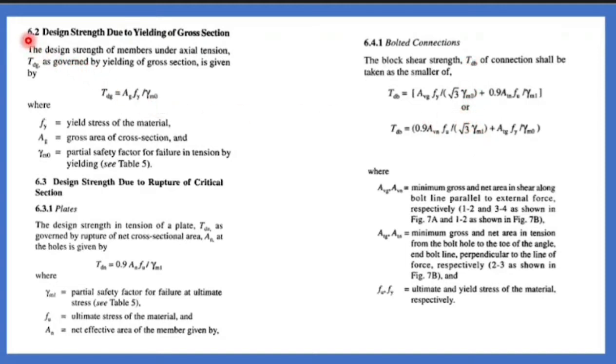For the same thing in IS 800, they have given formula for gross yielding and the formula for rupture for plates. 6.3 is for plates. Do you have critical rupture for angle? 6.3.2. You have separate formula for that. All the formulas given in your code book. There are three types of failure in tension members. For all the three types of failure, you have formula in the code book.